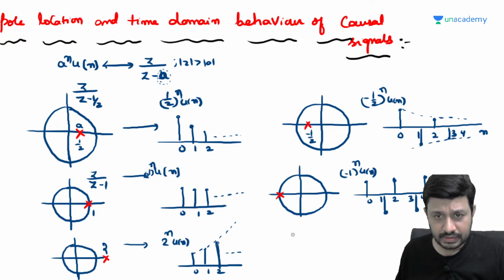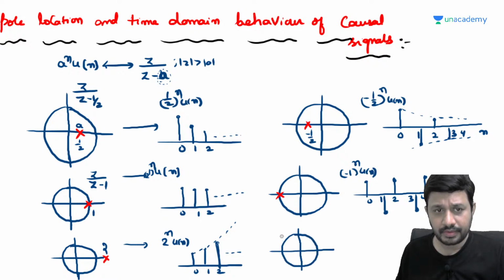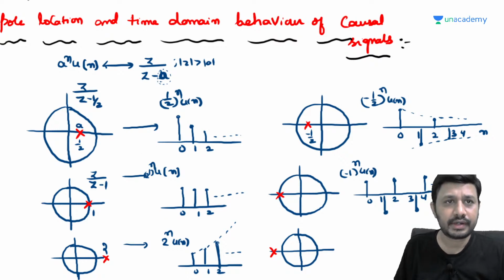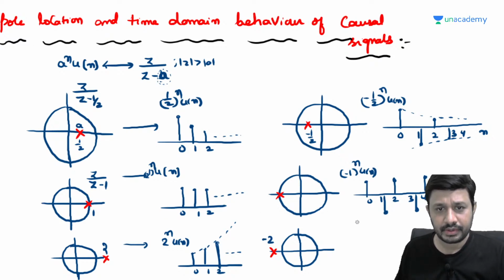What happens if I place the pole here? Say this is at -2. So the signal becomes -2 whole power n u of n. The shape of -2 whole power n u of n would be the same as 2 power n u of n, but with alternate plus and minus.